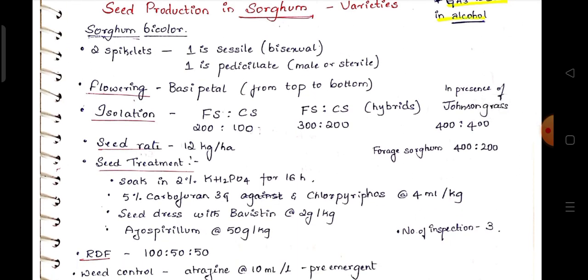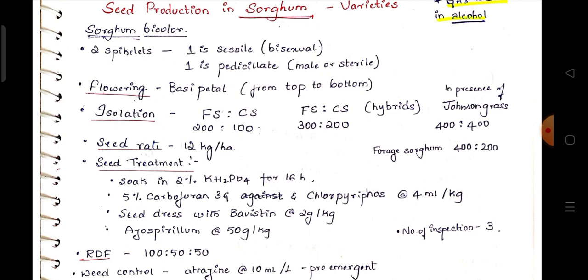Isolation distance 200 and 100 for foundation and certified seed. In case of hybrids, it is 300 and 200 for foundation and certified. In Johnson grass, it is 400 and 400 meters distance for foundation and certified seed respectively. Seed rate is 12 kg per hectare. For 4H sorghum, it is 400 to 200 isolation distance for the foundation and certified.